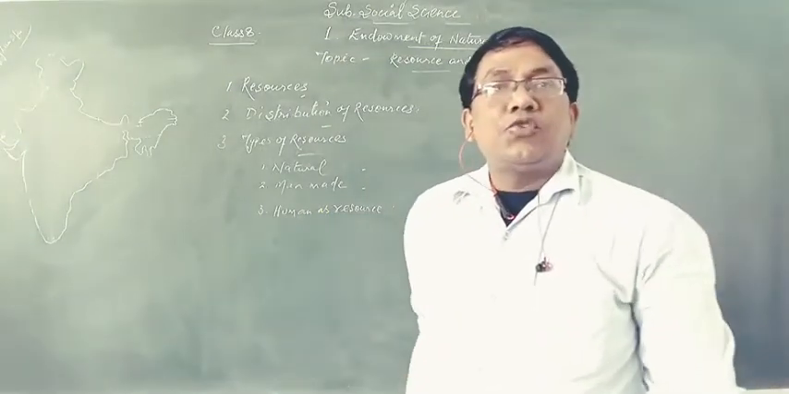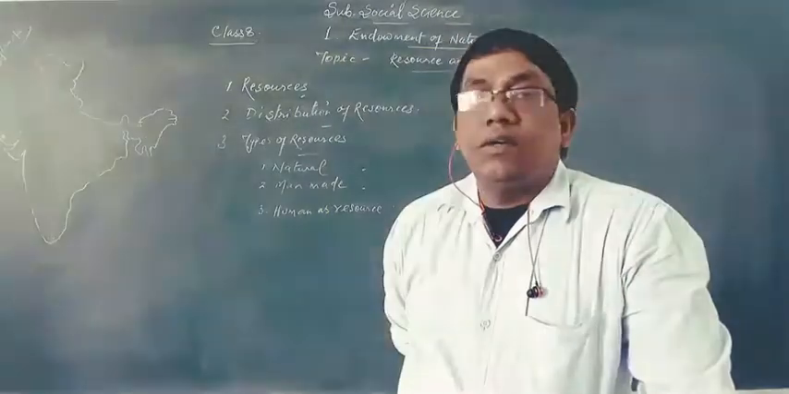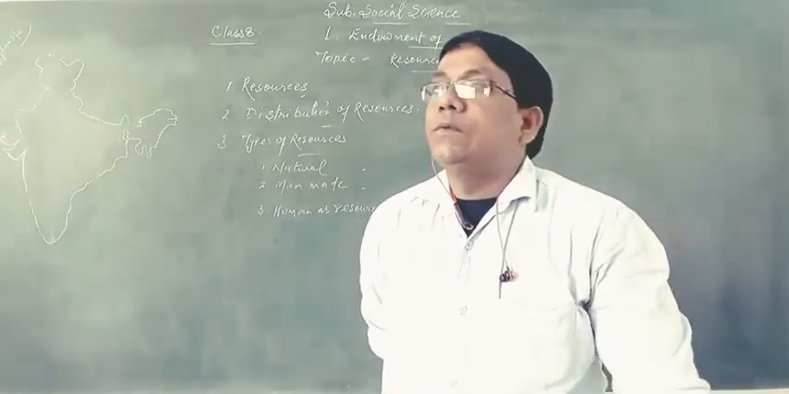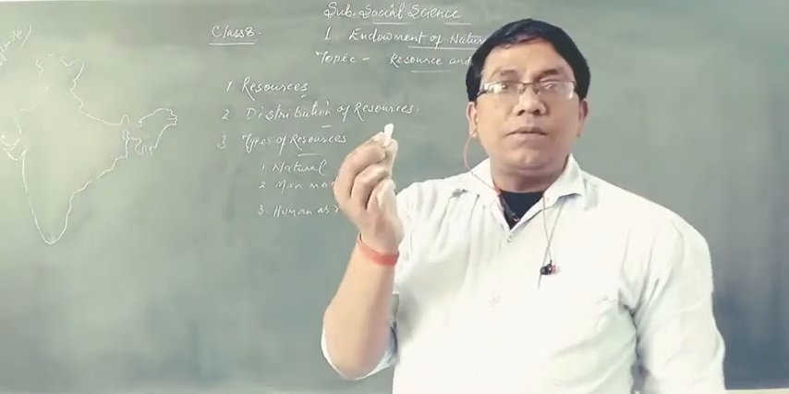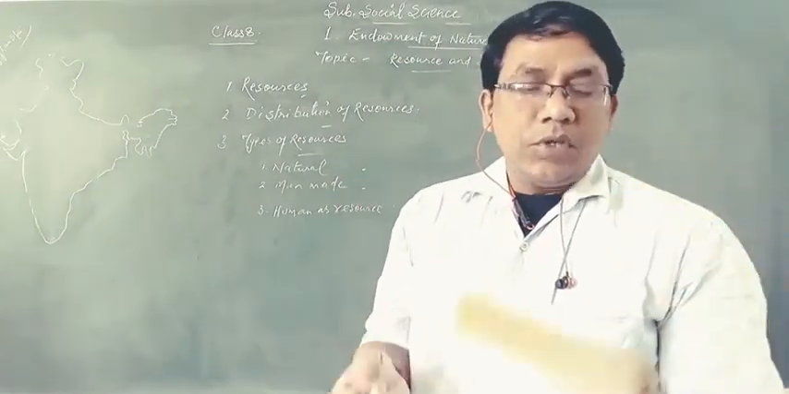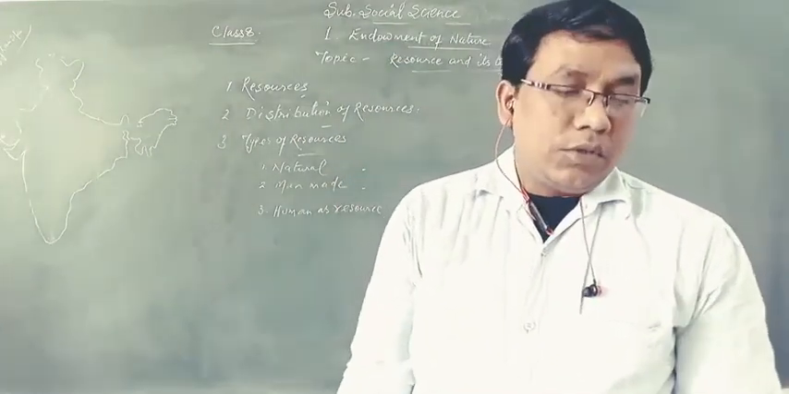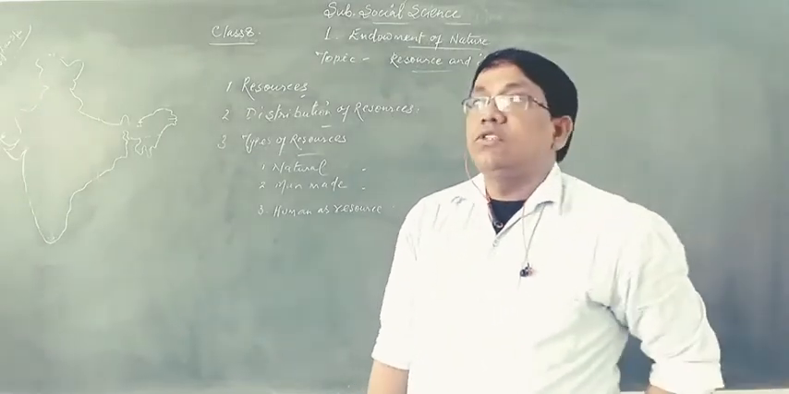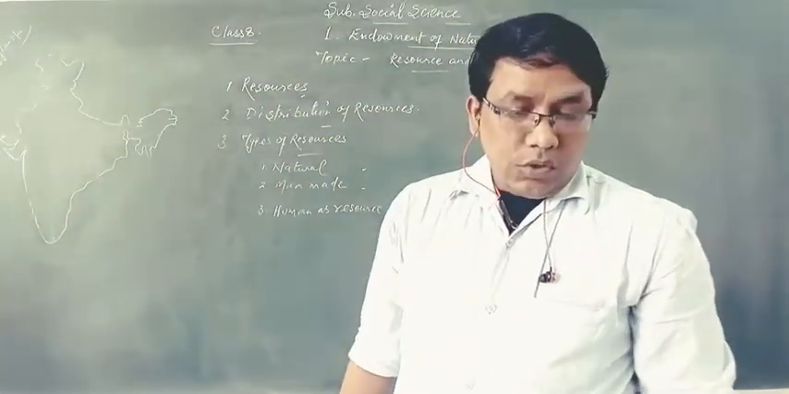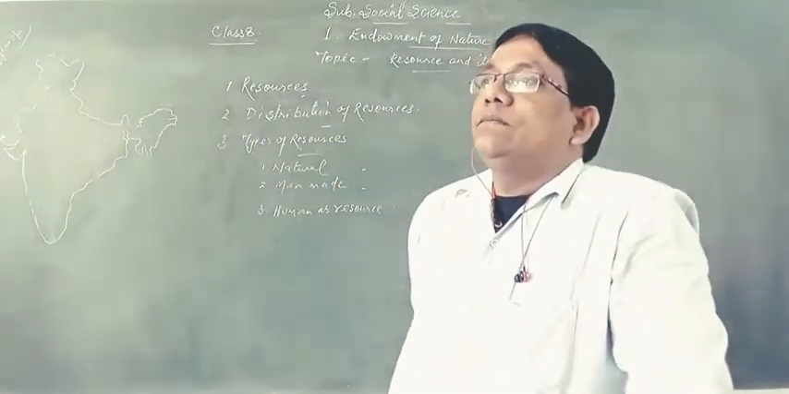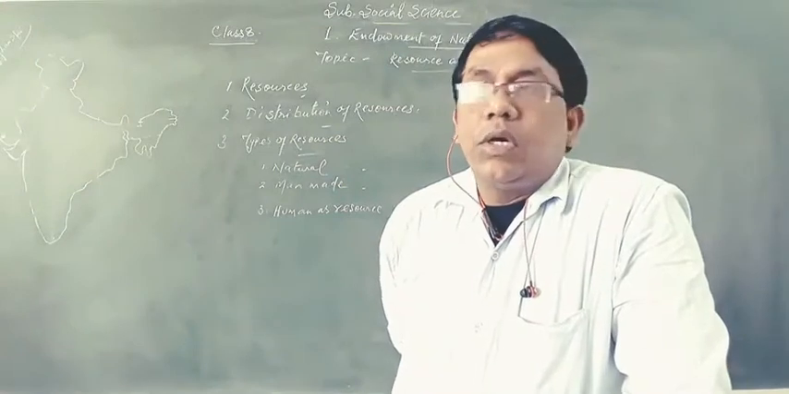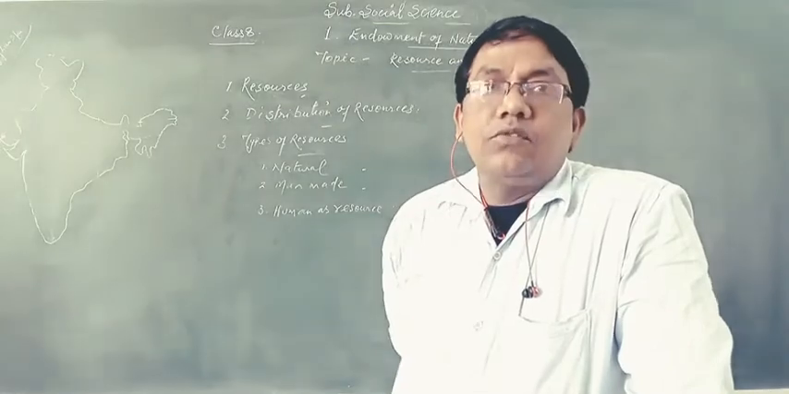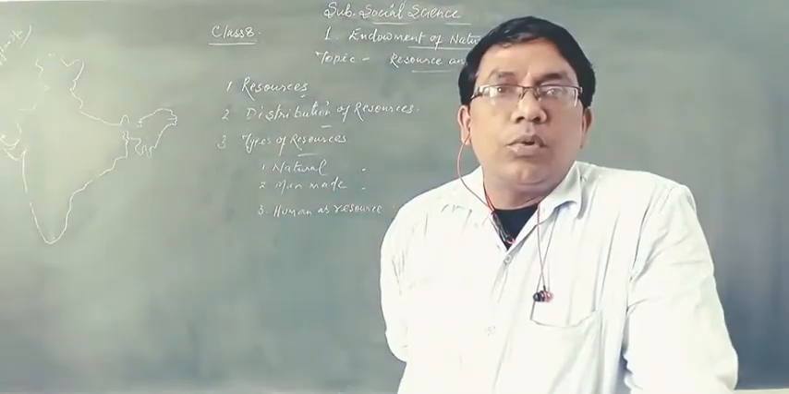Resources. So many things are used by human beings on a regular basis. Okay, from this chalk to this duster, books. So many things we are using. We are using papers to write. We are using different utensils to work. Different implements, there are so many things, right? Cycle we are using, water we are using for drinking purpose.